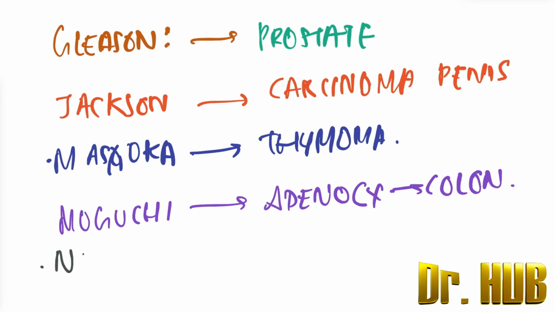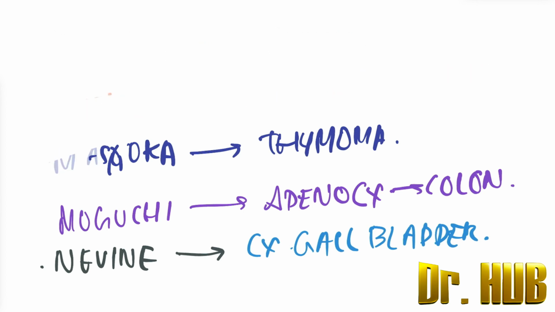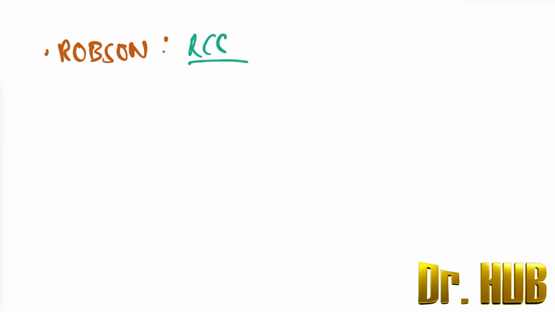Now we are seeing Nevin. Nevin staging is for carcinoma of the gallbladder. Now let's look at the Robson staging. In terms of the Robson staging, it involves renal cell carcinoma, or we can write it as RCC.